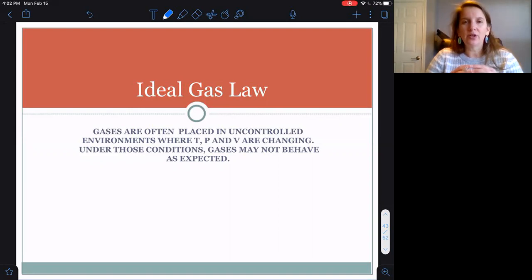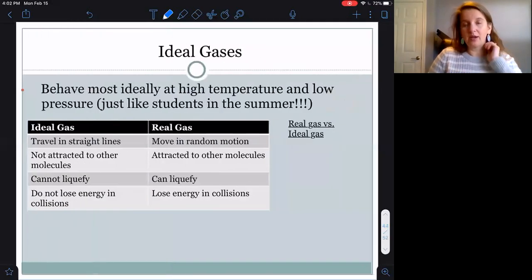So there are what we call real gases, what actually happens based on the temperatures and pressures in the actual real world. So when you're looking at ideal gases versus real gases, these are some of the things that differentiate one from the other.